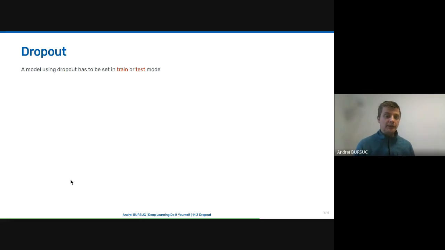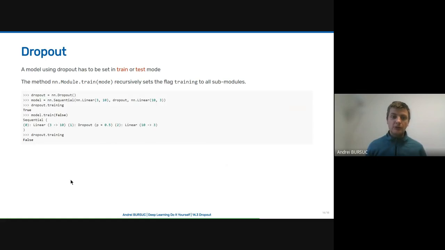We have to pay attention, when using dropout in a model, to which mode it is in, whether train or test mode, because dropout, as you've seen, works differently in train mode and in test mode. So I'm defining here how it behaves. I have a dropout layer added to this sequential model, and I verify whether my dropout is in training mode. This is true, and then I set my model to false mode.